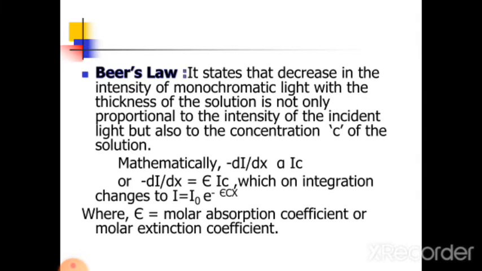coefficient. Next we see about Beer's law. It states that the decrease in the intensity of monochromatic light with the thickness of the solution is not only proportional to the intensity of the incident light but also to the concentration of the solution, mathematically described as minus dI by dx proportional to IC. Minus dI by dx is equal to epsilon IC, which on integration gives I is equal to I naught e power minus epsilon Cx. Epsilon is the molar absorption coefficient or molar extinction coefficient.